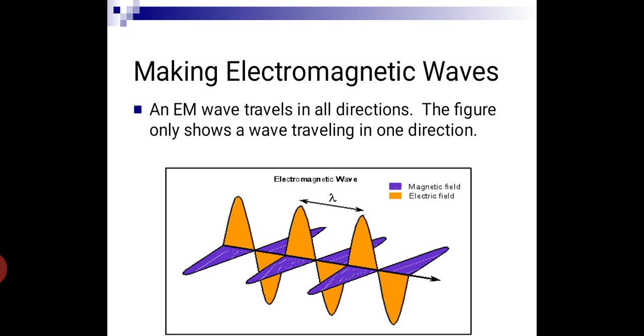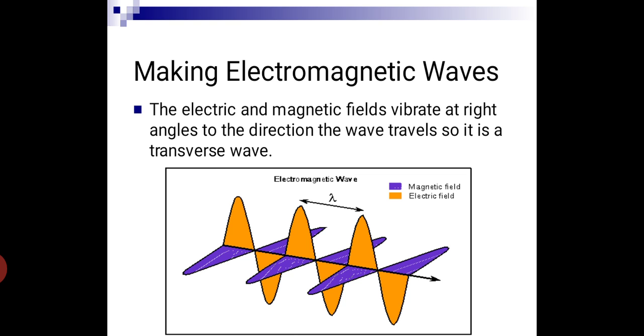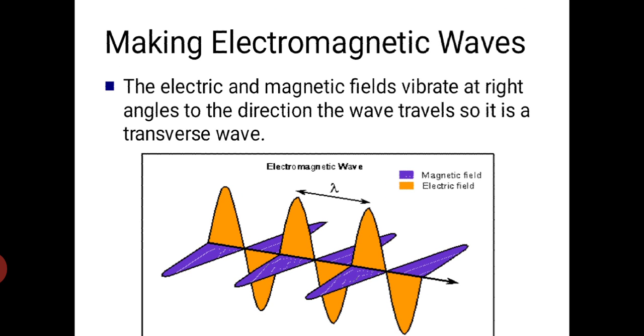An electromagnetic wave travels in all directions. This figure shows a wave traveling in one direction, carrying electric field vector and magnetic field vector associated with it, which are vibrating perpendicular to each other. Here we see electric field vector and magnetic field vector both are changing sinusoidally. The electric and magnetic field vibrate at right angle to the direction the wave travels. So it is a transverse wave. That is, electromagnetic wave is a transverse wave.